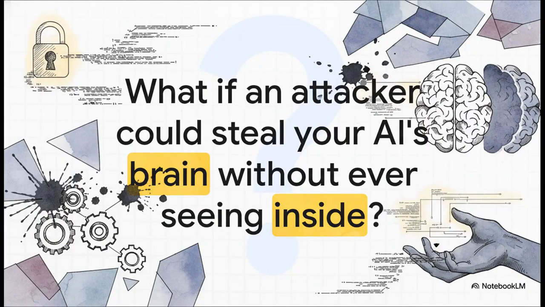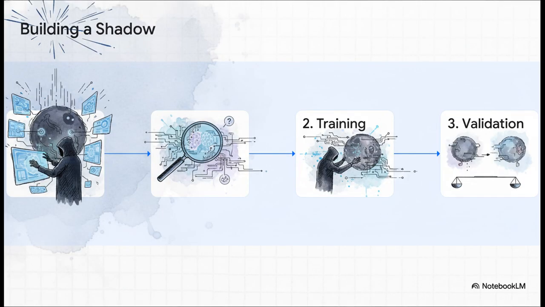Let's focus on that first threat, the shadow model, because it is a complete mind-bender. What if an attacker could steal your multi-million-dollar AI model, its very logic, its secret sauce, without ever seeing a single line of code or any of its training data? Well, that's exactly what a shadow model attack does.